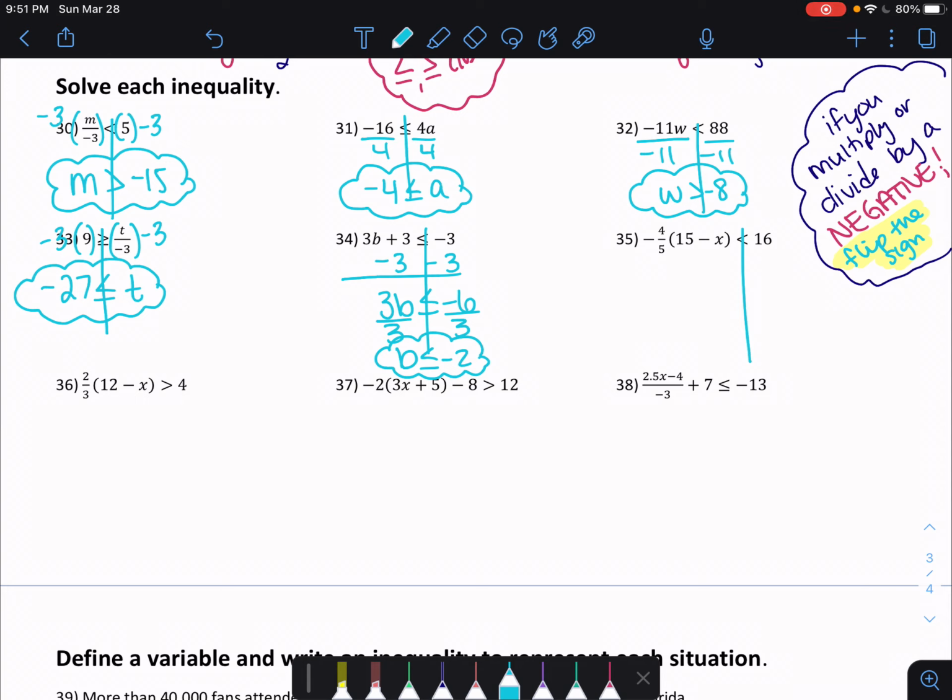For number 35, I'm going to multiply by -5 on both sides first to take care of the negative and the fraction at the same time. So my sign is going to flip on this first step. So 16 times -5 is -80. And then I'm going to choose to divide because it works out nicely. So I'm going to get 15 minus x is greater than -20.